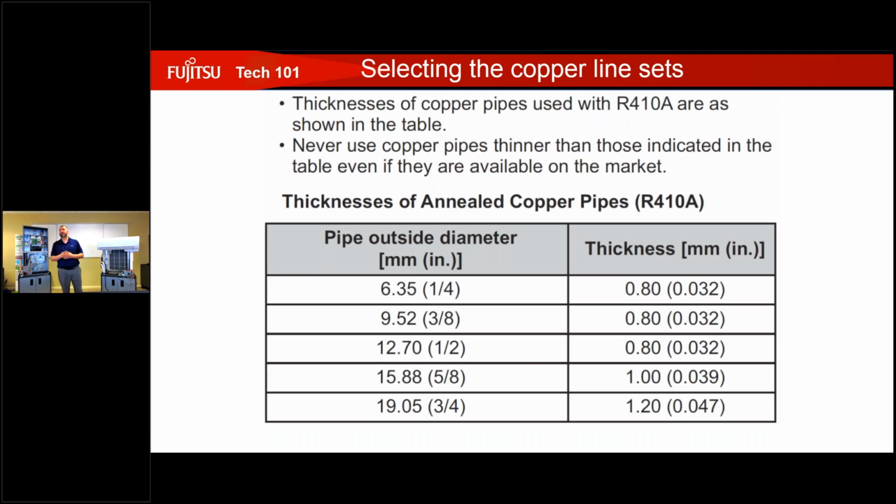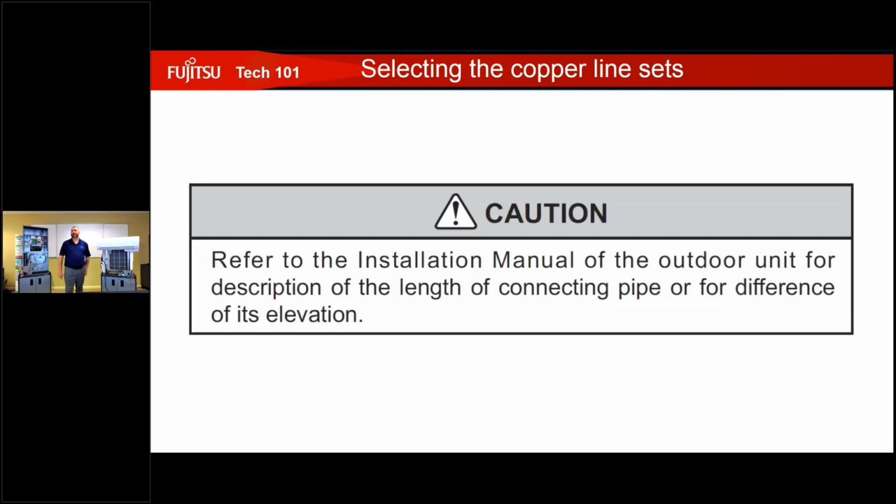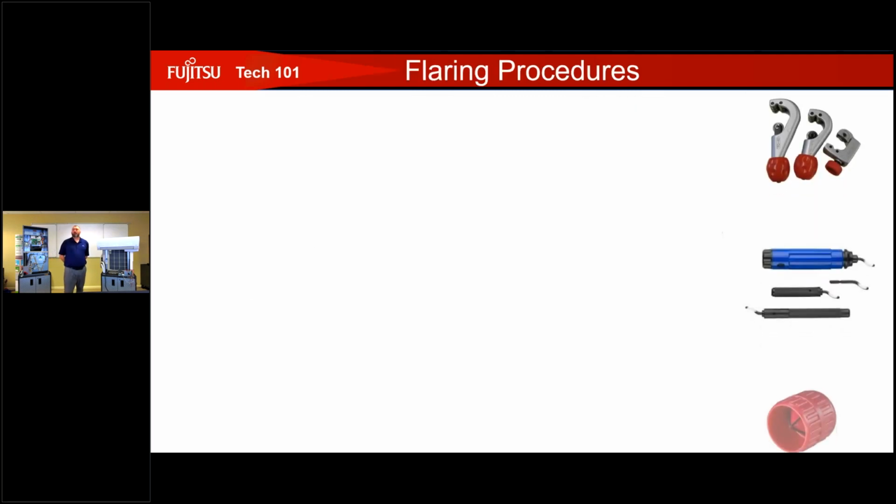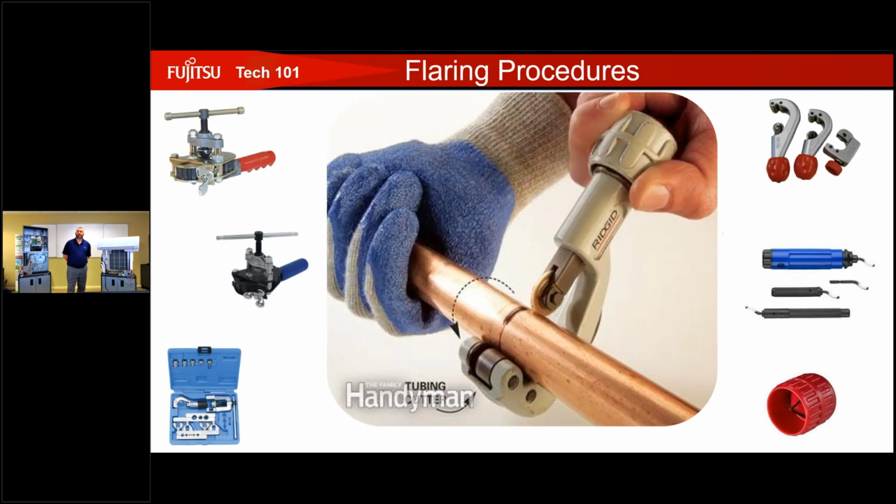So you can see right there, those are the specifics for each size copper. Outside diameter for 1/4 inch, 6.35 millimeters, 1/4 inch total, and so on and so forth. So just remember that when we're installing our copper, we want to make sure that we see that ASTM B280 rating. Okay. All right. Flaring procedure.